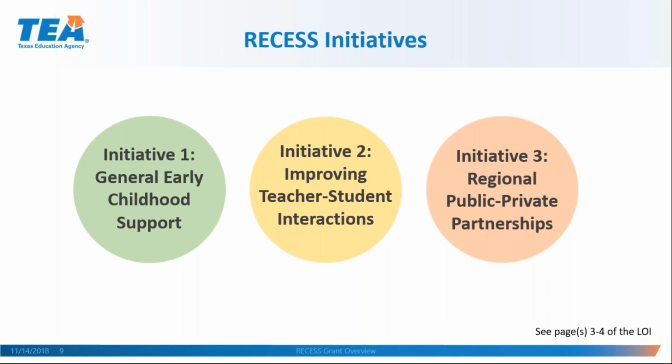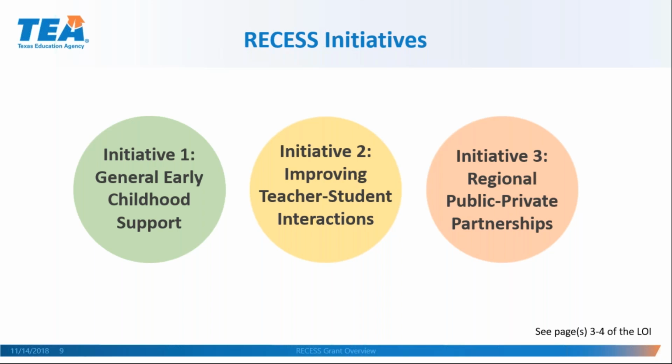TEA seeks to achieve the previous objectives through the implementation of these 3 recess initiatives that you see on your screen. Applicants can choose to apply for one or more of the initiatives. The overall vision of this grant opportunity is to ensure the scalability and sustainability of early childhood technical assistance models statewide. So in Initiative 1, we have general early childhood support. Initiative 2, improving teacher-student interactions. And Initiative 3, Regional Public-Private Partnerships.